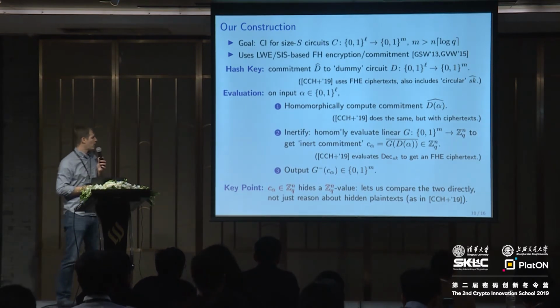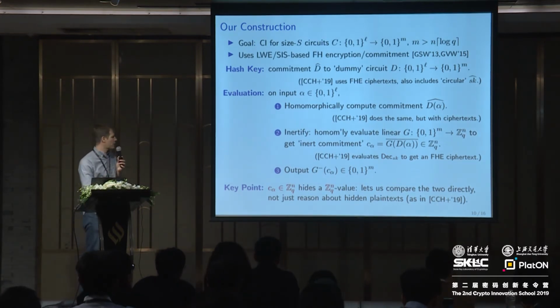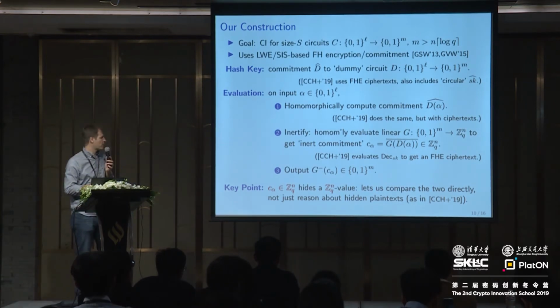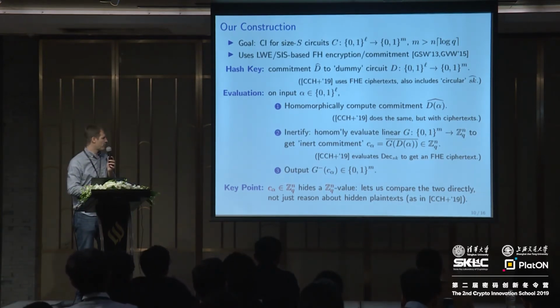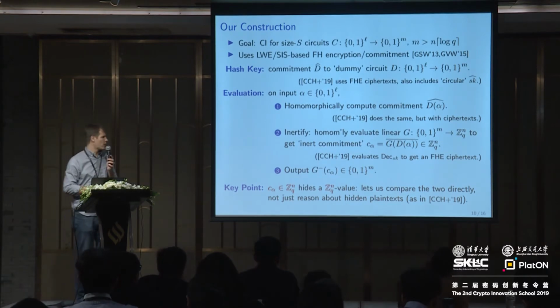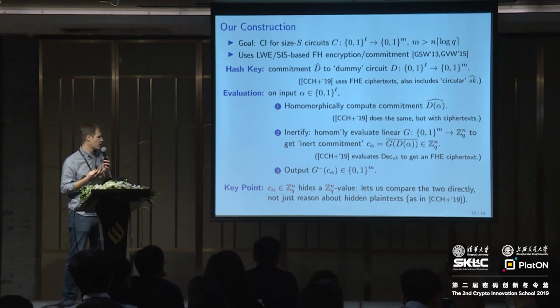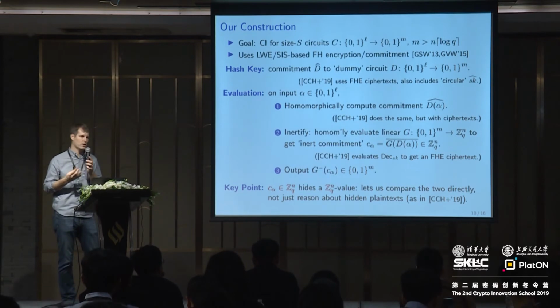So what's the point? The big differences occur here in step two, with this inertify and applying the linear function g. The key point is that this inert commitment that we compute, this C alpha, is in Z_q^n and it hides a value from Z_q^n. What this is going to do is allow us to compare the commitment and its hidden value directly to each other. These are objects of the same size and type, and we can compare them directly rather than reasoning about what is inside the commitment alone. And that's what Kennedy et al. do.